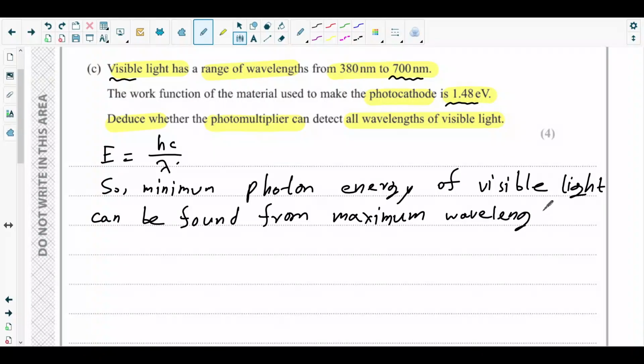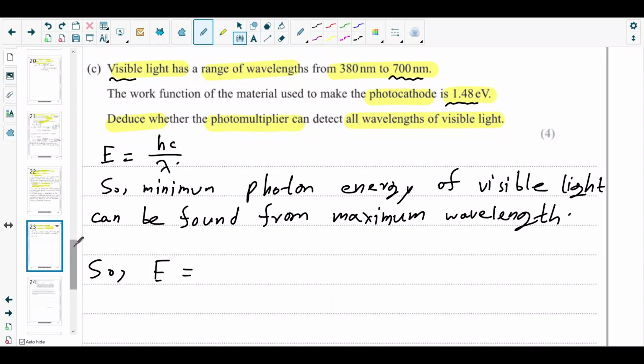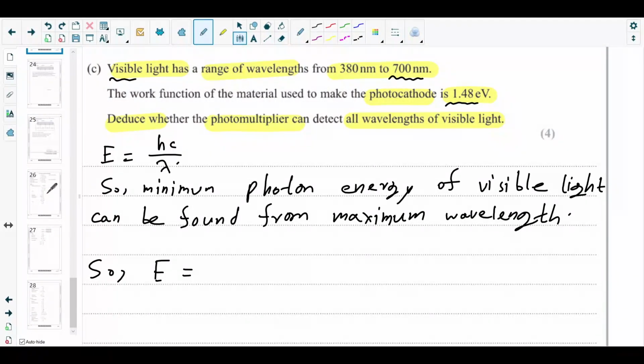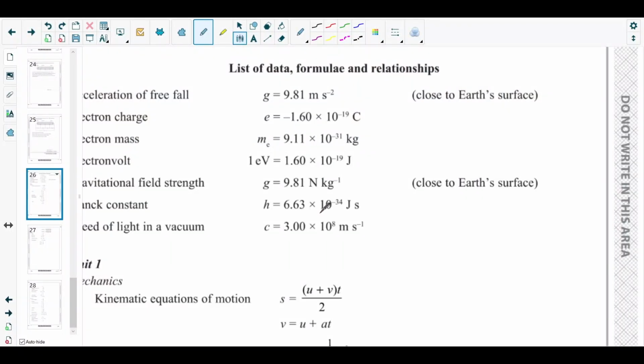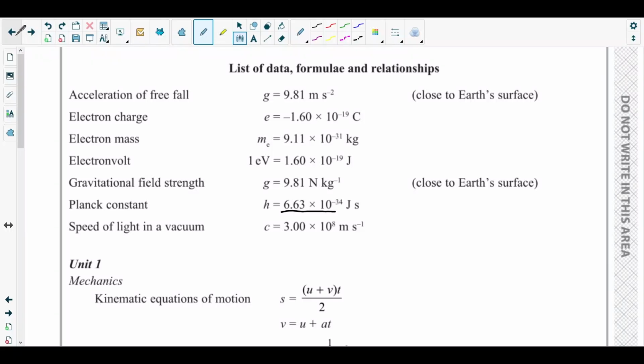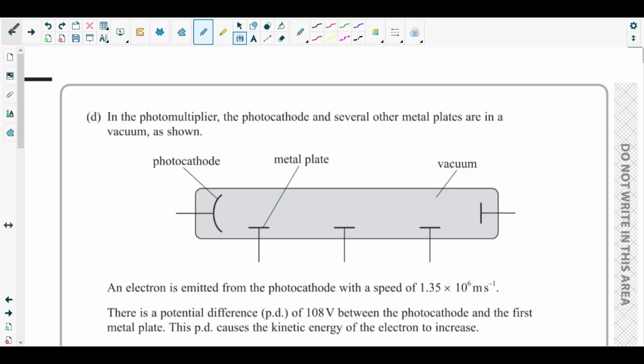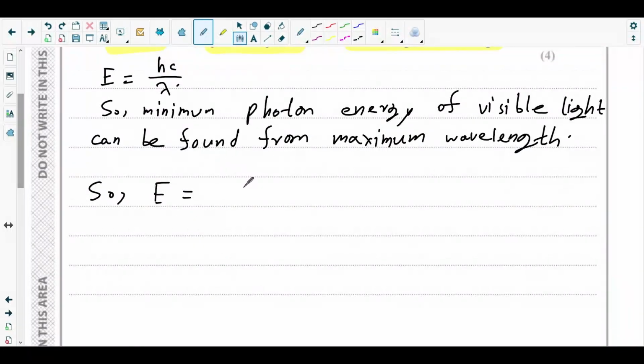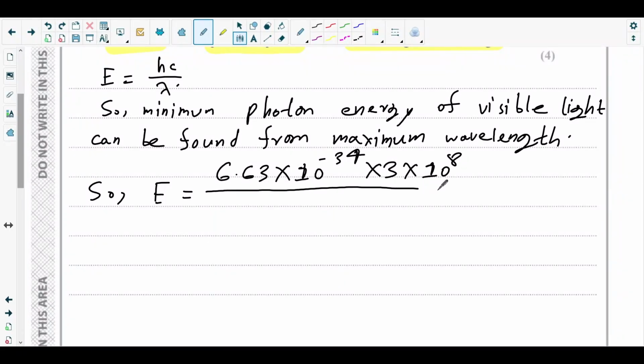So consider the minimum photon energy. E equals hc over lambda. The value for h is given in the formula booklet. It is 6.63 times 10 to the power minus 34, times 3 times 10 to the power 8, the speed of light in vacuum, over lambda.